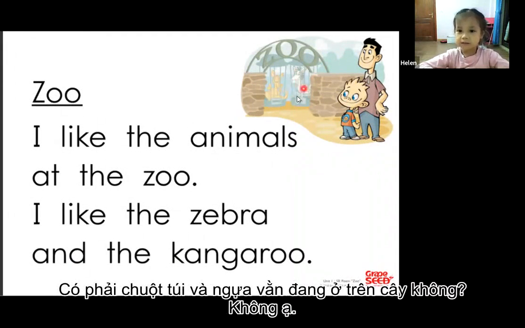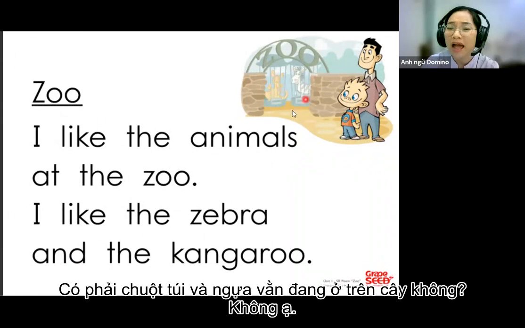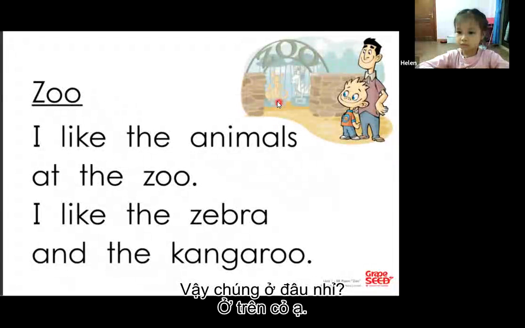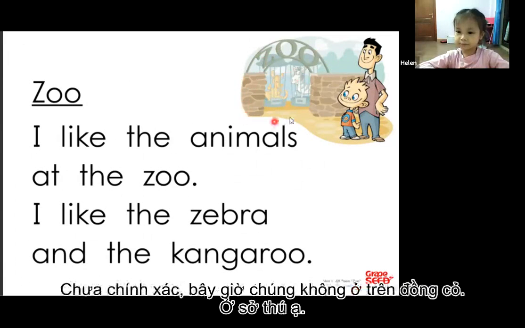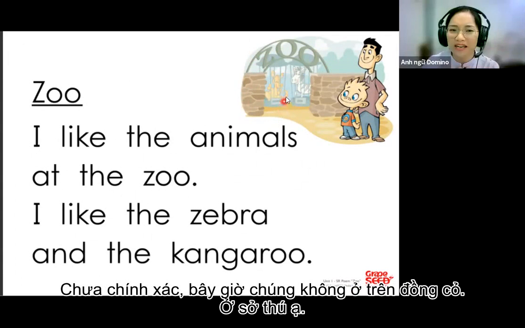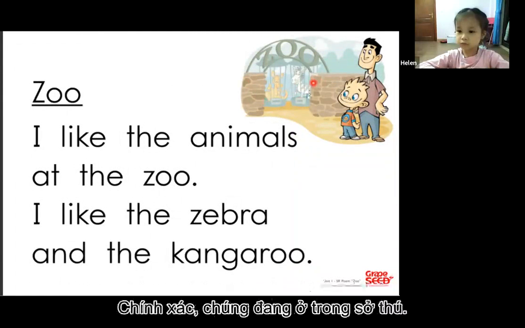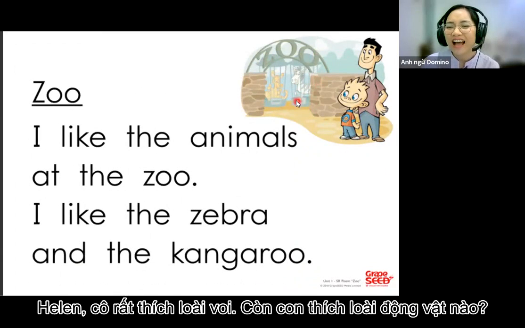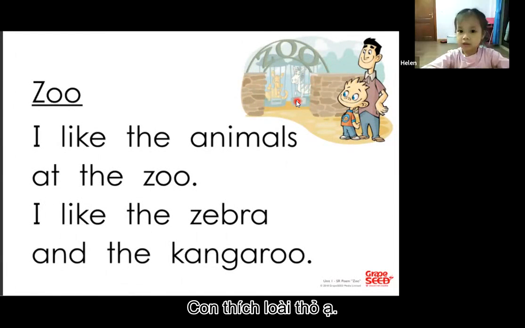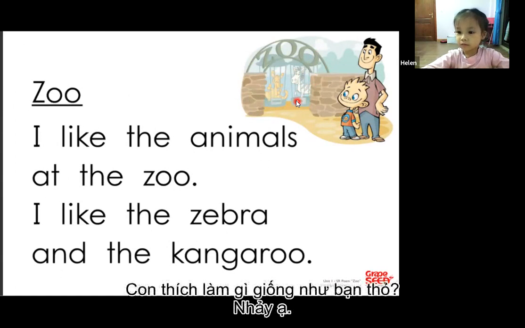Zebra. The zebra. Are the kangaroo and the zebra in the tree? No. No. So where are they? In the grass. In the grass? No. They're not in the grass right now. In the zoo. At the zoo. Yes, they are at the zoo. Good. Helen, I like the elephants. What animals do you like? I like rabbit. The rabbits.